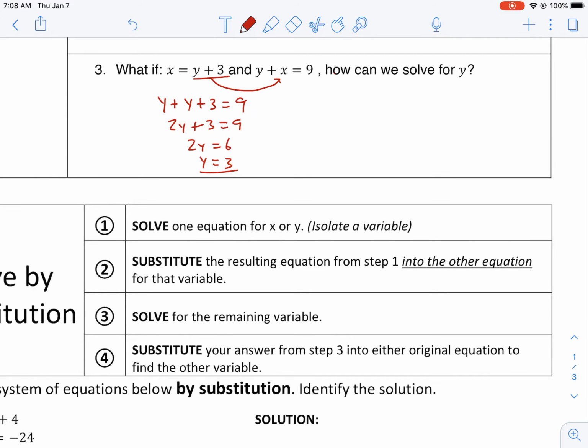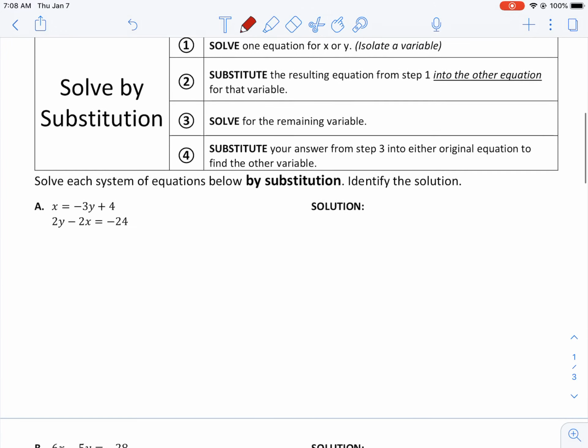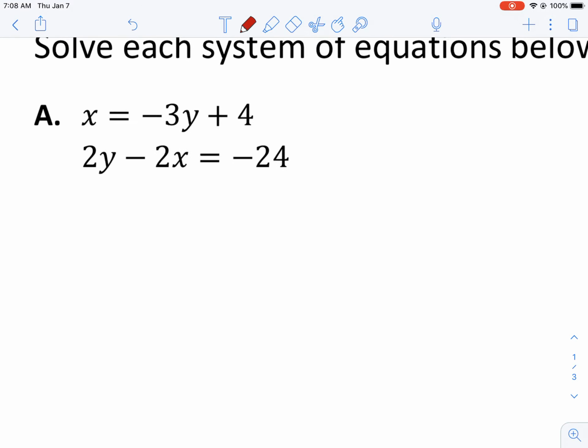All right, so here are your steps right here. You can read through this. I'm just going to talk through them and show you. So we have two equations here. First, you want to ask yourself, do I have a variable by itself? The answer is yes, we do. So we're going to take this right here and substitute it in for x.